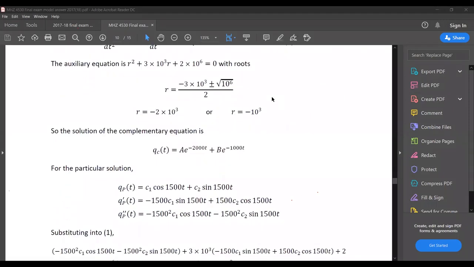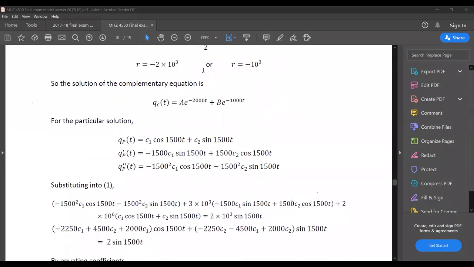So here we know the complementary equation, Qc, and we need to write that in exponential format, with a and b. These a and b are constants which we need to find. For that only they gave us the initial condition, that is at time equals zero, q equals zero and I equals zero. These were given to find this a and b. But this is not enough. This is the complementary equation, and we need to find the particular solution also.